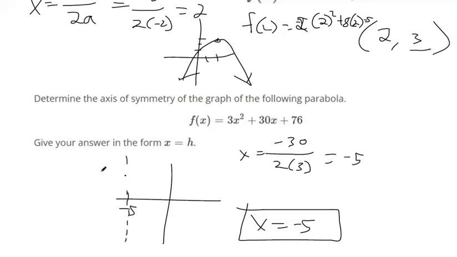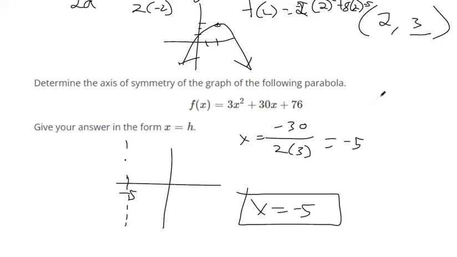So for the graph, I don't want to try to find the vertex for that. But to find the vertex, you'd plug in negative 5 and then solve for y.